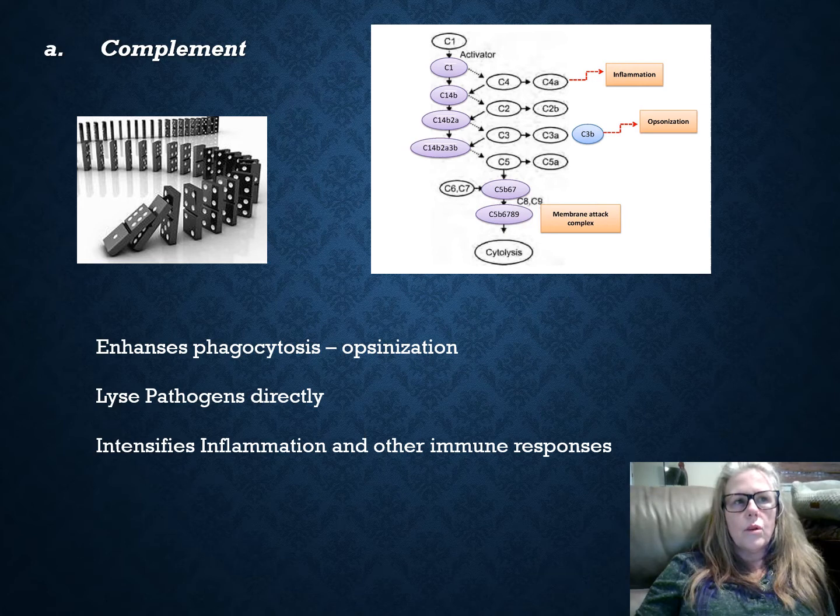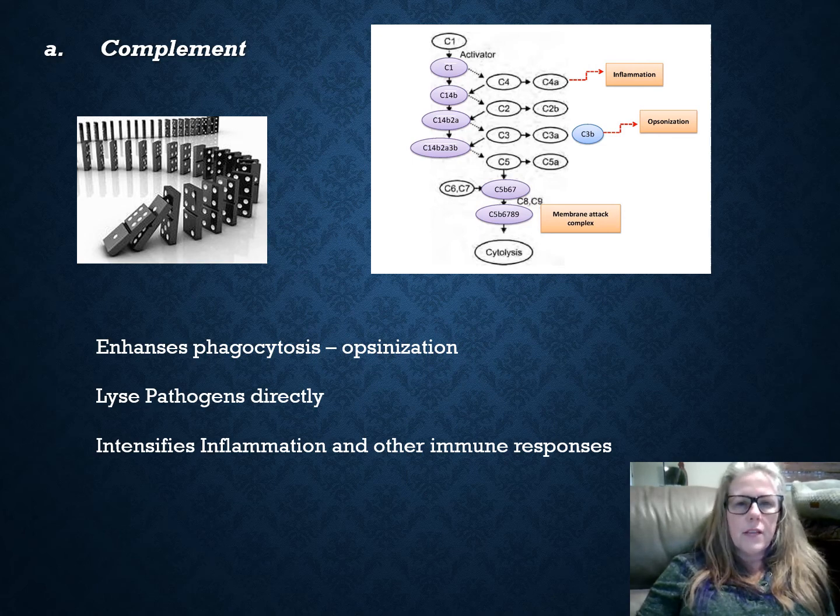So let's say it's a pathogen, a bacterial cell, and complement will enhance phagocytosis, kind of like sugar coating it. Yes, the macrophage is going to eat it anyway, but if you sugar coat it, it's going to be much easier to eat. So think of opsonization as sugar coating a pathogen. It makes it much easier to eat, makes it more efficient, makes the macrophage gobble it up much faster.